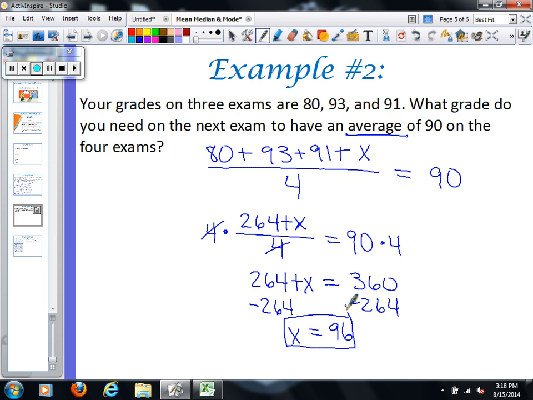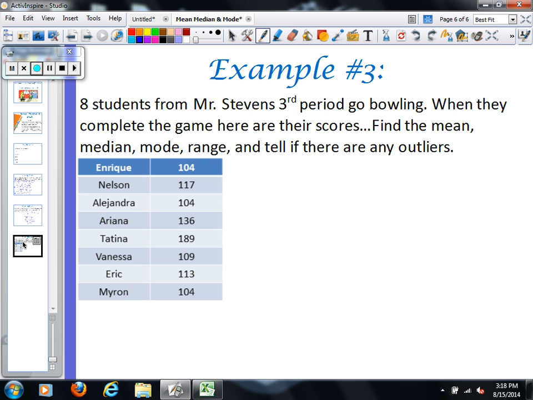All right, example number 4. 8 students from Mr. Stevens' 3rd period go bowling. When they complete the game, here are their scores. You're going to find the mean, the median, the mode, the range, and you need to tell if there are any outliers. Okay? So the mean. Mean is the average. Remember this.